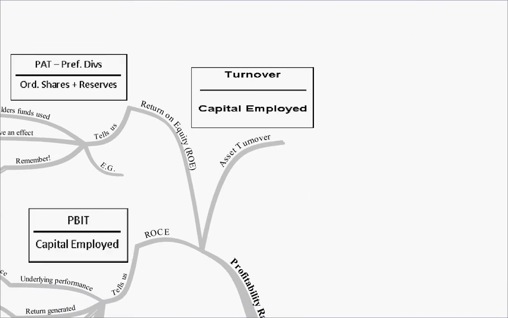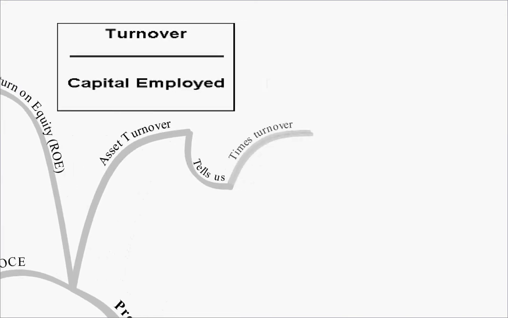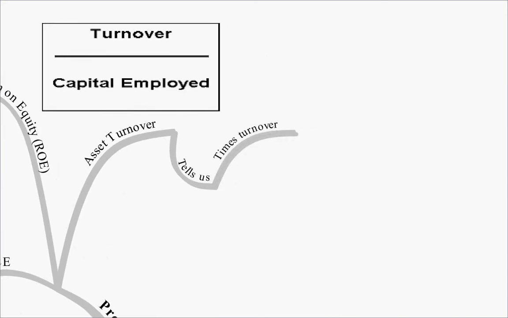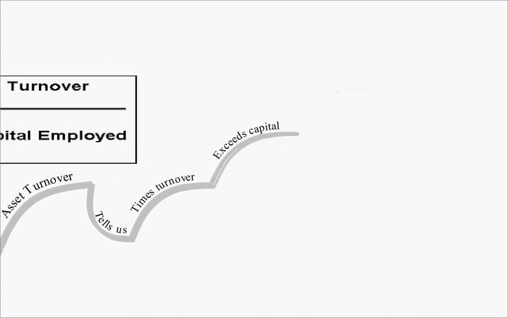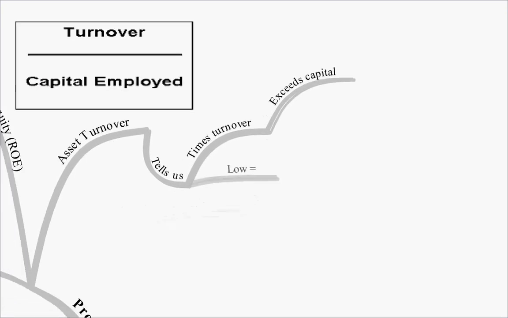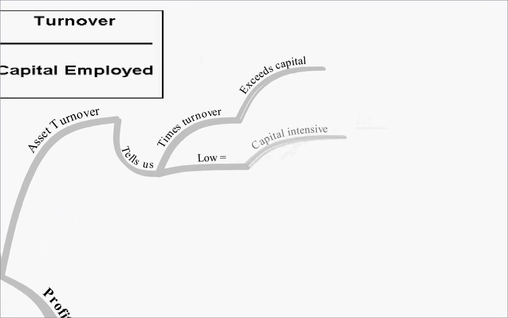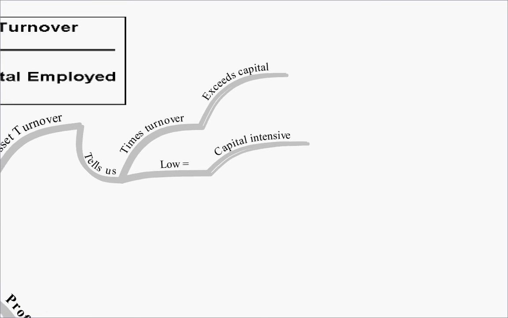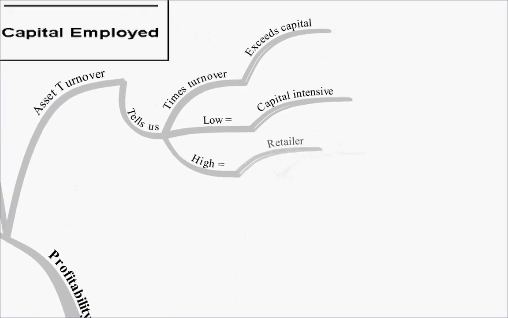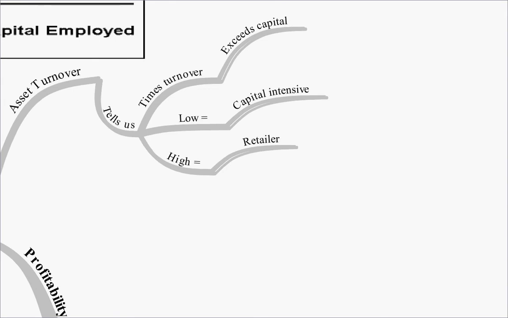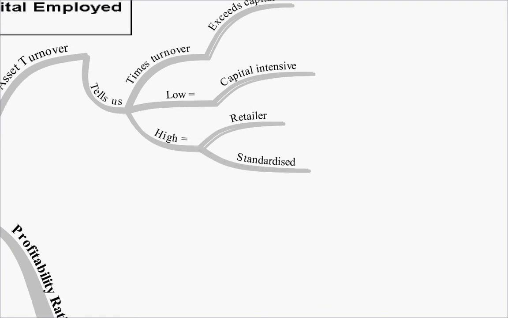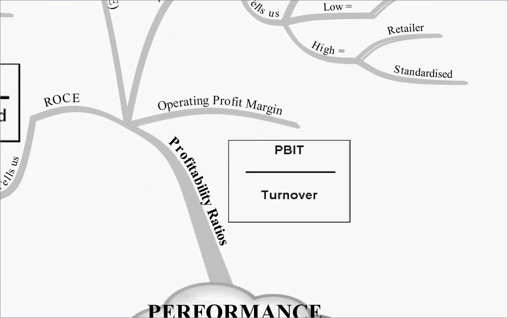Our asset turnover is our turnover over our capital employed. This tells us how many times we turn over our capital and how many times our turnover exceeds that capital. If it's low, it's likely that we're in a capital intensive business. If it's high, well then we may be a retailer or someone who is not in a capital intensive business, turns over very quickly on small margins, or a standardized product.